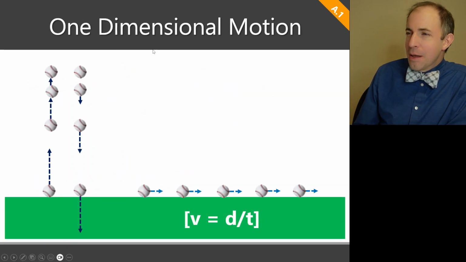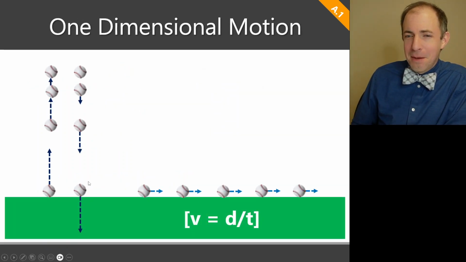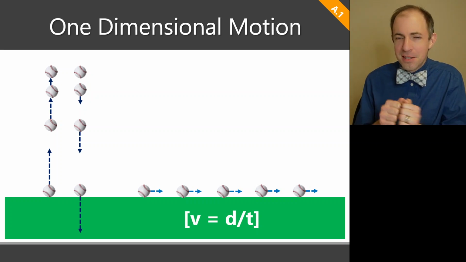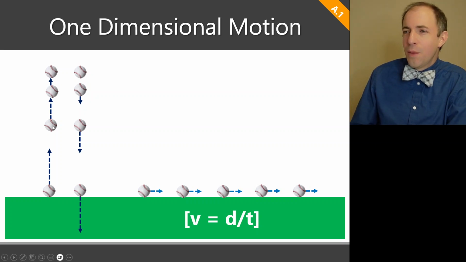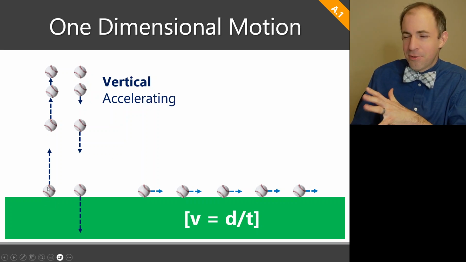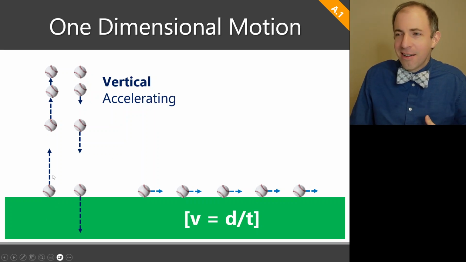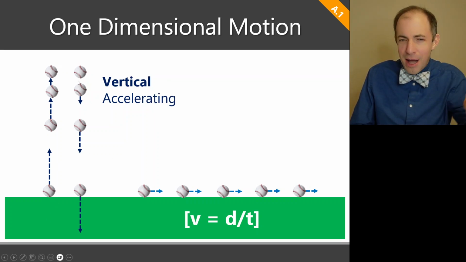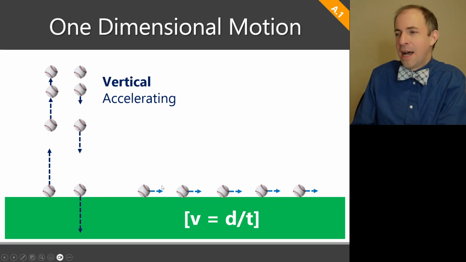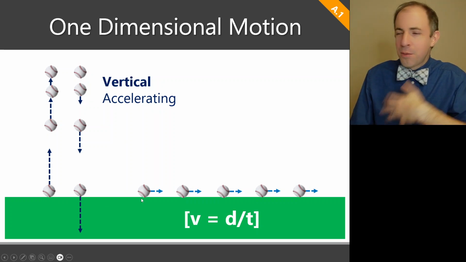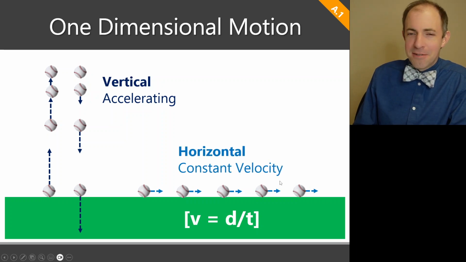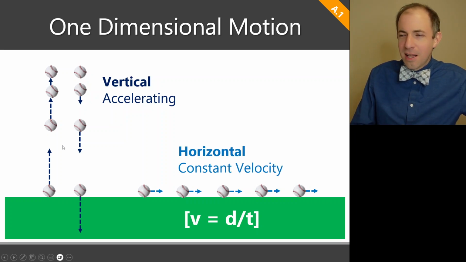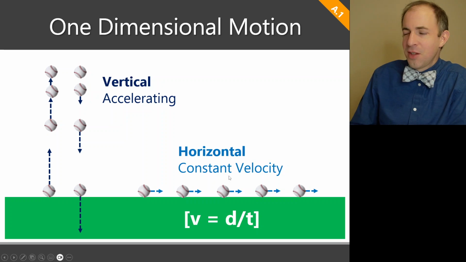So remember, when we were talking about a projectile, it is helpful for us to split the projectile up into two distinct components. We have a vertical part that is accelerating. So if I throw an object in the air, it slows to a stop, turns around, and then speeds up going down. If I roll an object on the ground with no friction, it is moving at a constant velocity the entire time. So we're going to say that vertical is accelerating, horizontal is a constant velocity.